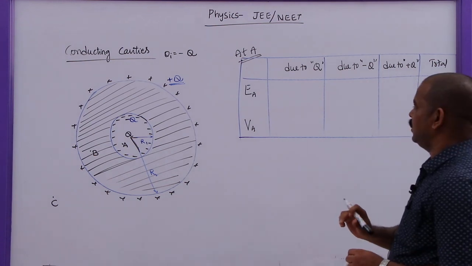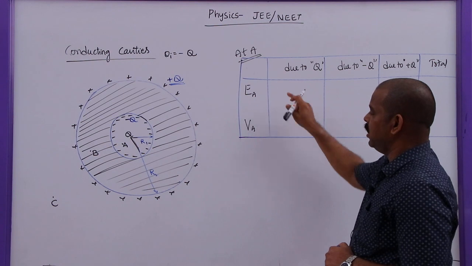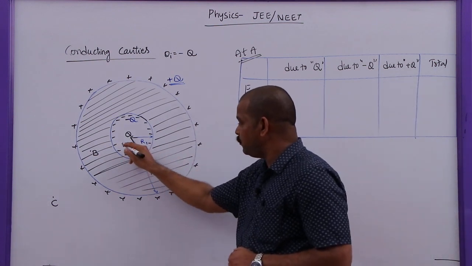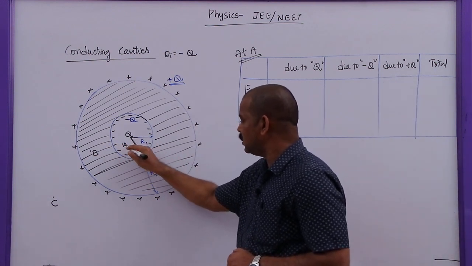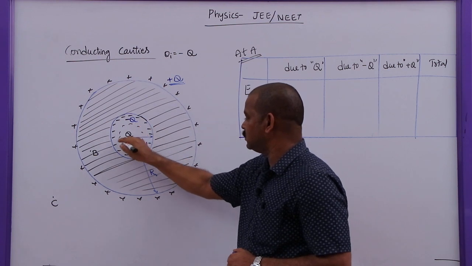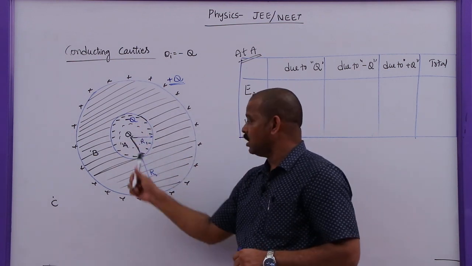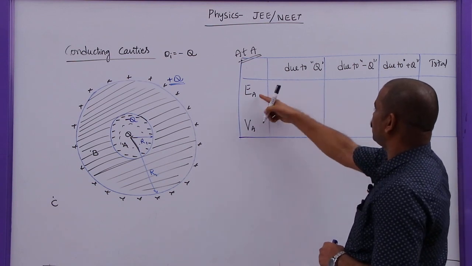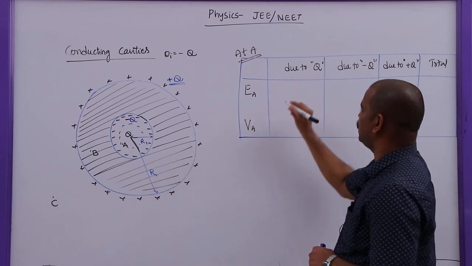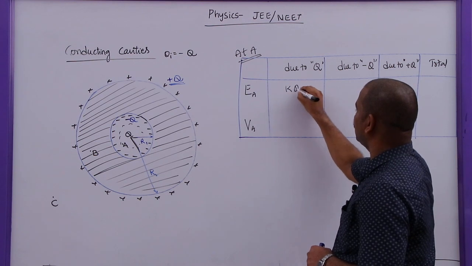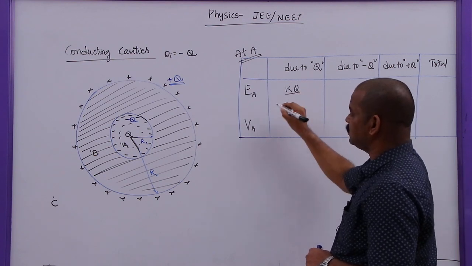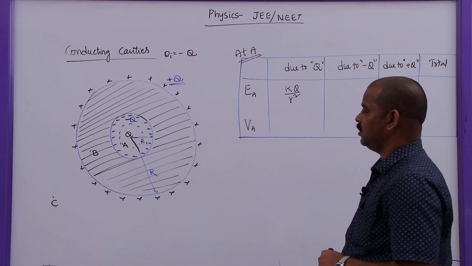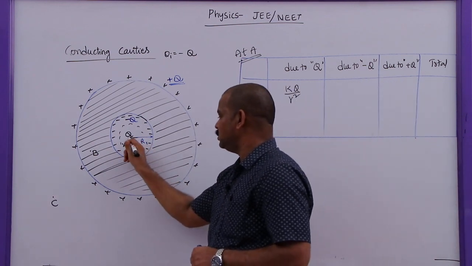What is the electric field at point A? At point A, if you construct a Gaussian surface here, this Gaussian surface is enclosing only this charge Q. So what is the electric field due to the charge Q at point A? This is given by KQ by R square, where R is the distance of this charge from this point.